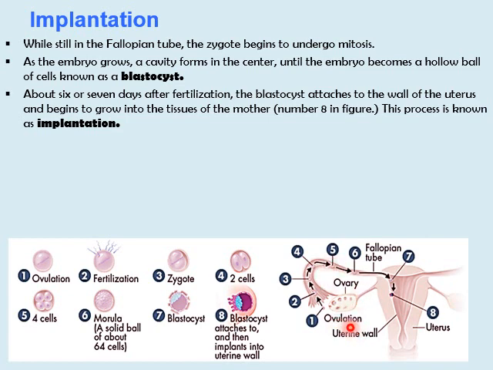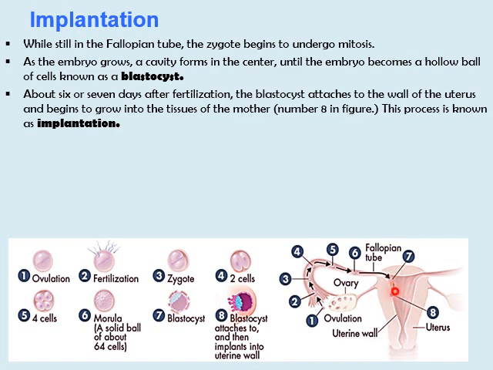As you can see here, ovulation, then fertilization, then formation of the zygote. The zygote divides mitotically to become 2 cells, then 4 cells, then 16, and finally we have morula. Then it will develop into blastocyst, as you can see, attached to the wall of the uterus.